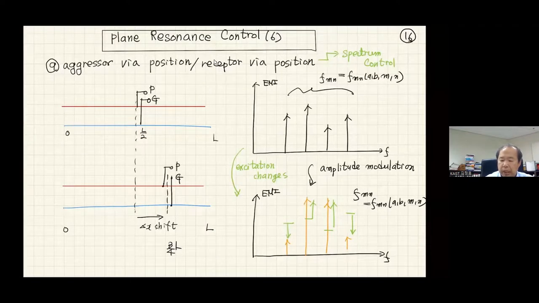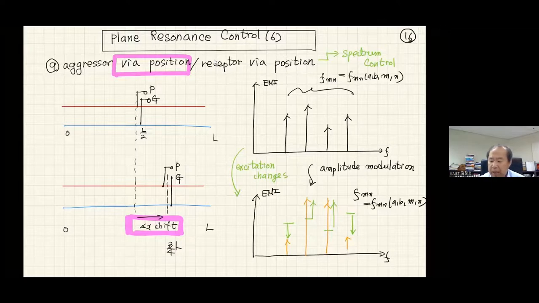And of course, VR position is an important consideration. If you are changing the position of the VR, the resonance frequency is totally dependent on the size of your power and ground plane, but the amplitude of these resonance peaks will depend on the position. So sometimes when you have a certain EMI problem, you can shift the position of your VR and you can control the amplitude of these resonance peaks.